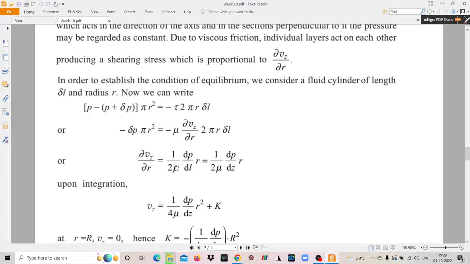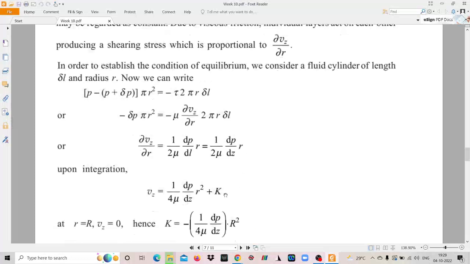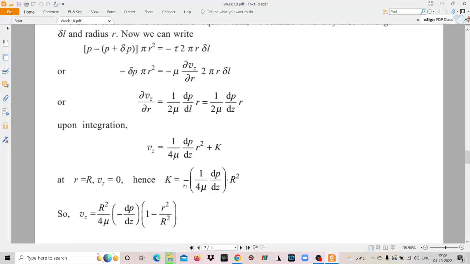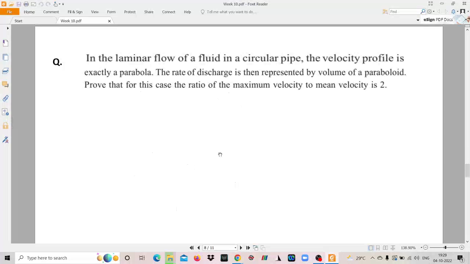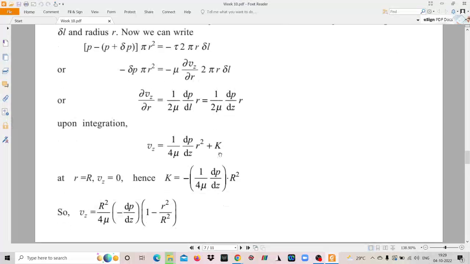Sorry, delta P by delta Z R, okay. Now upon integration, Vz, you can simply integrate it with respect to R: 1 by 4 mu delta P by delta Z, R square, plus some constant. Now how to determine the value of this constant?